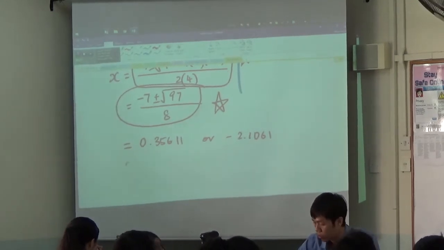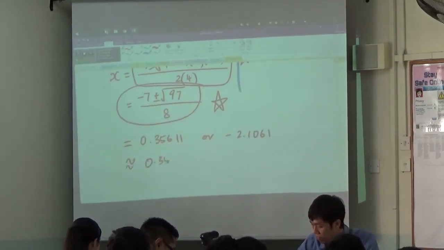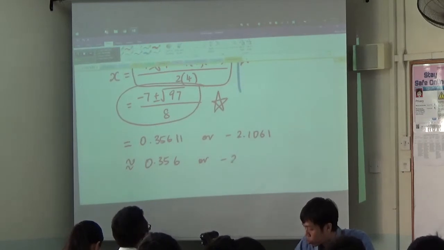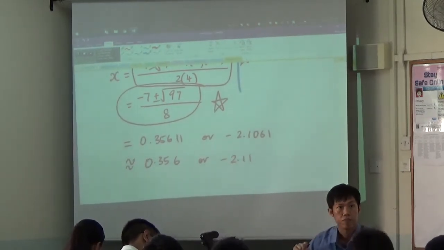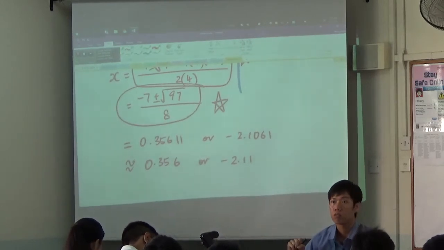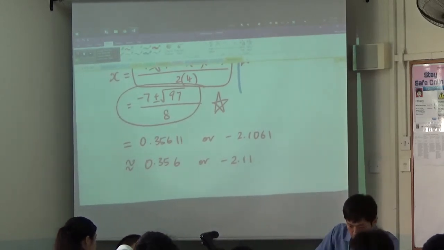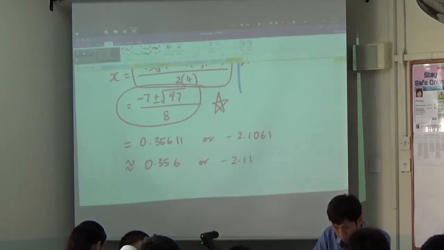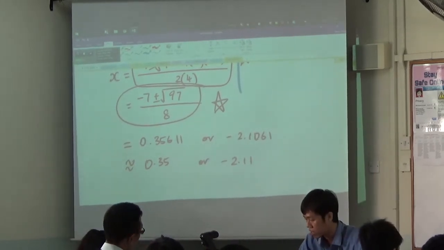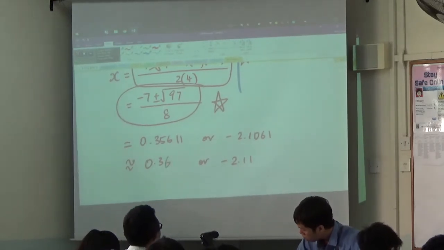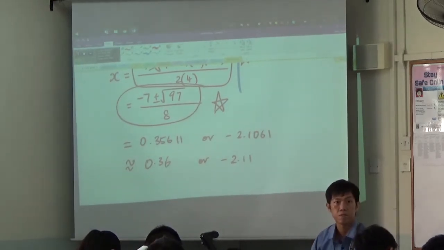Okay, so we'll round them off. It becomes 0.356 or negative 2.11, to 3 SF. Are these the correct answers? Did they say 2 DP? Oh, the question specified 2 DP? Oh, okay. If it is specified, then we should follow the instructions. Yeah, okay. So these are the two answers. Any questions?